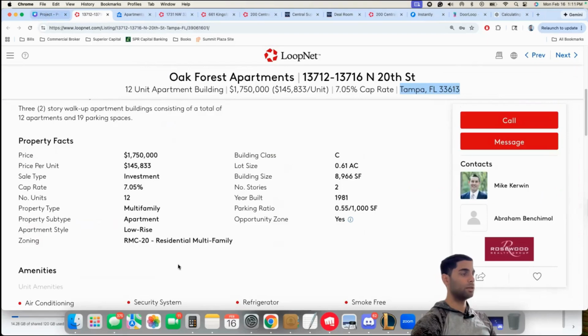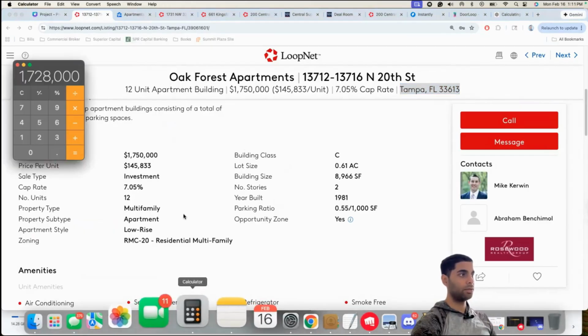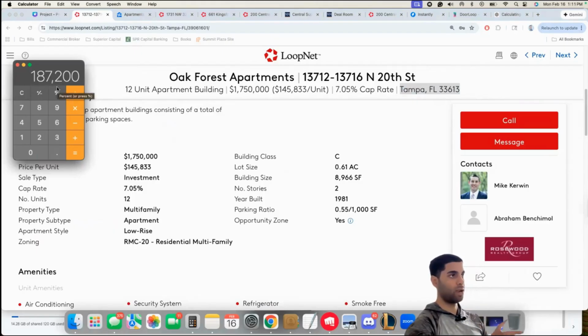So what I'm going to do here is just like I had here, the process. Step one, I'm going to find the gross potential rent. So I'm going to do 12, the number of units, times 1300. That's the gross potential rent per month. I need that annualized, so I'm going to multiply it by 12 again because it's 12 months. 187,200. So that is my gross potential rent.